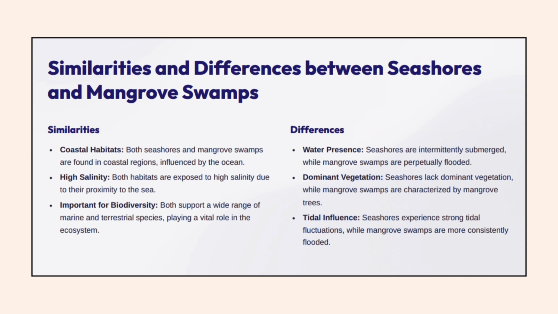So, wala tayong nakikita dong almost plants, 'di ba? Wala. While mangrove swamps are characterized by mangrove trees. Then, tidal influence. Seashores experience strong tidal fluctuations while mangrove swamps are more consistently flooded. So, stagnant yung water, most likely.